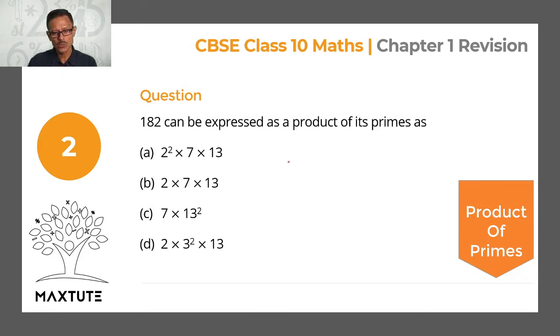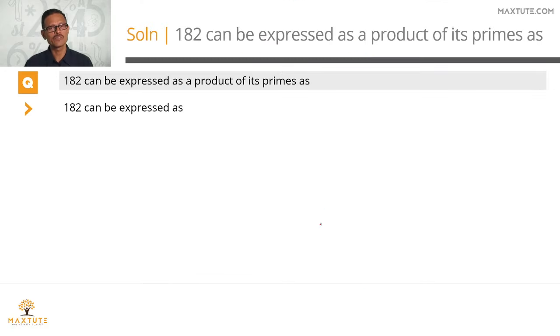Let's quickly run through it. 182, let's prime factorize it. If you know tables, it becomes quite easy. I know this number is 14 times 13, so I'll get there straight away. 14 can be written as 2 times 7. So 2 times 7 times 13. Let's check which answer choice matches. 2 times 7 times 13. B is the answer. This question appeared in the sample question paper given in 2020, right? That's a paper in which you had these objective type questions.